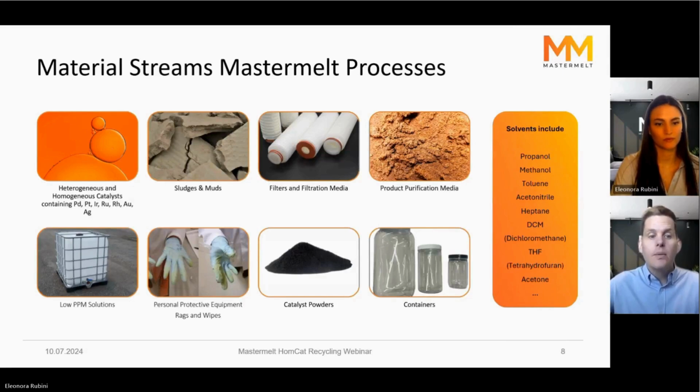And also, what's a good thing to look at is what about the containers? When you receive your fresh catalyst from a renowned catalyst supplier such as Johnson Matthey, these can all be sent to us as well for cleaning out and for recovery.